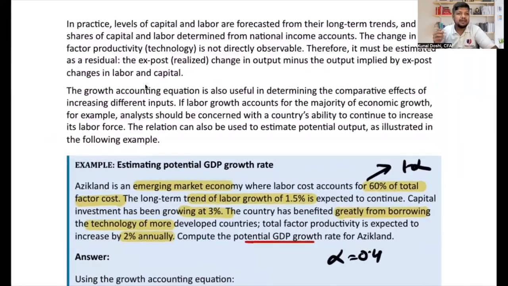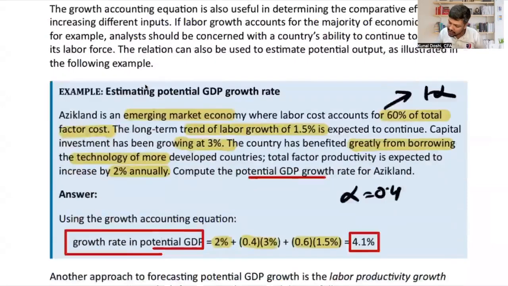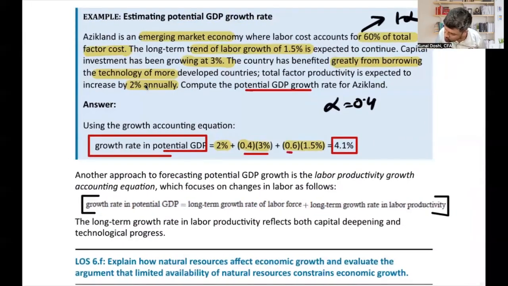Just to keep some discussion here, of course, the formula is done. I'll just discuss what they have mentioned here, that what happens in practice, level of capital and labor are forecasted from their long-term trends. So this is easy. How much is the growth rate of capital and labor that you can get from the past trends, correct? And alpha, the share of capital and labor, can also be determined from national income accounts. National income accounts means the GDP numbers of the country. From that, I can get how much is the contribution of labor and capital into the GDP. Now, these two things in the formula are easy to derive.